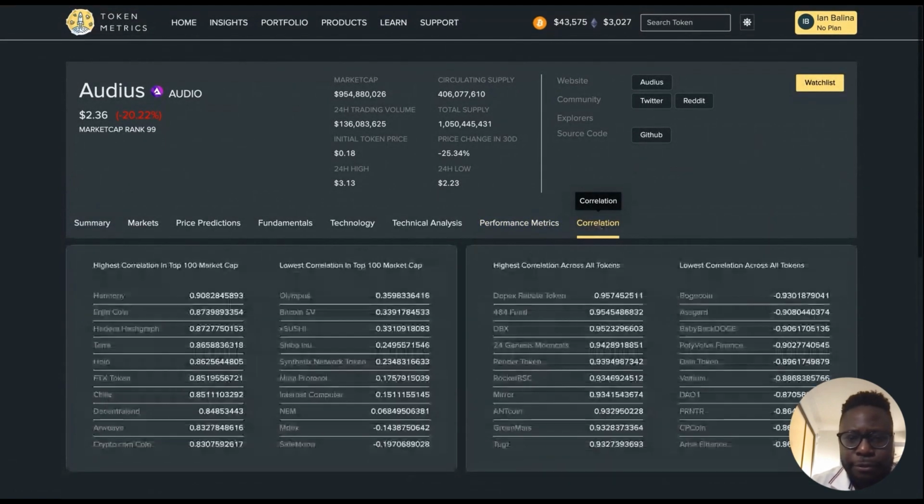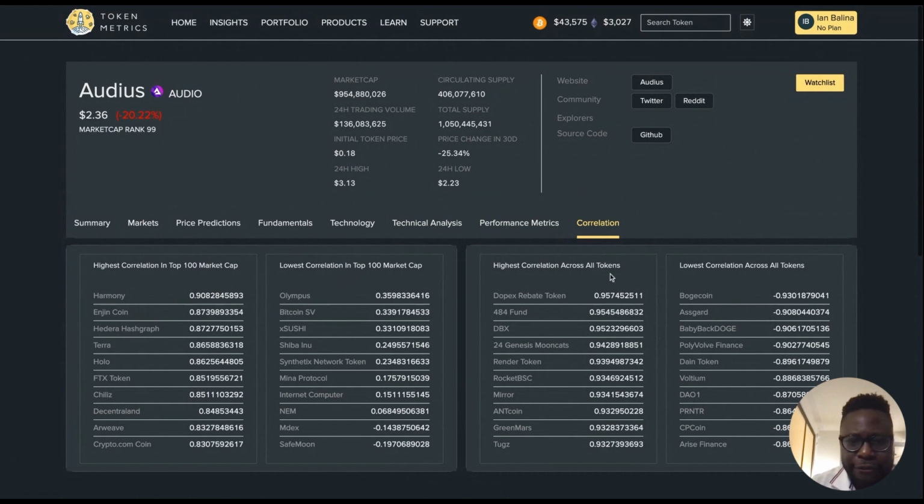This has been something people use. So we have correlation to make it a lot easier. We have correlation for just the top 100 market cap. So looking at this, Audius is correlated with Harmony, Engine Coin, and Hedera Hashgraph, and has the lowest correlation with Olympus, which is a rebase algorithmic stablecoin, and Bitcoin SV.